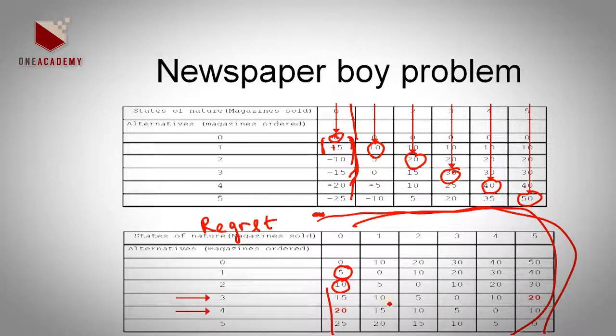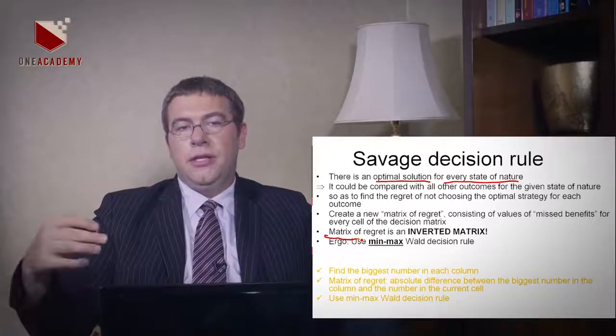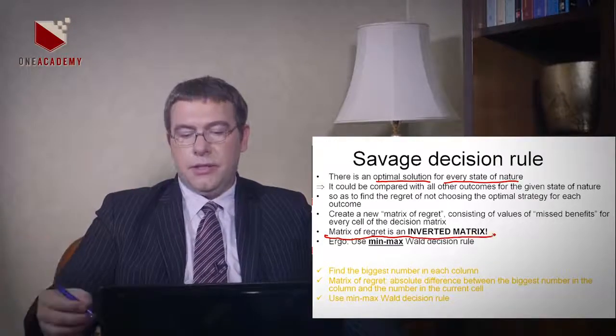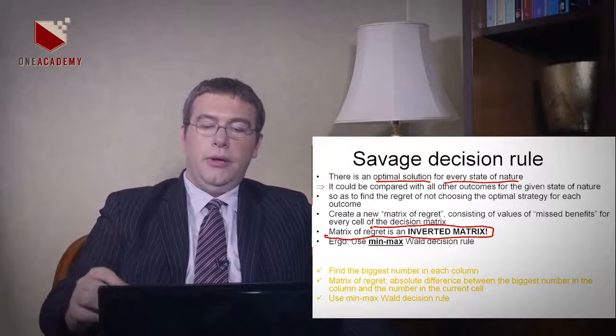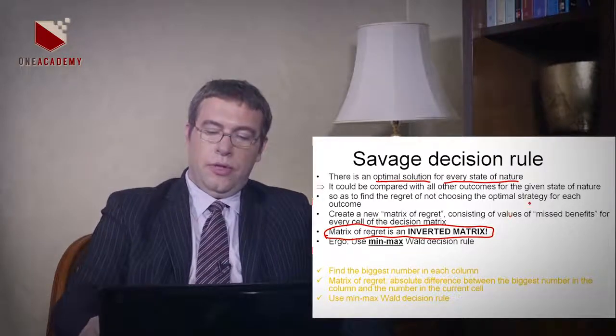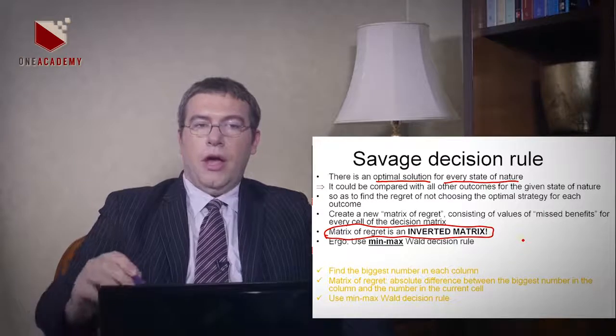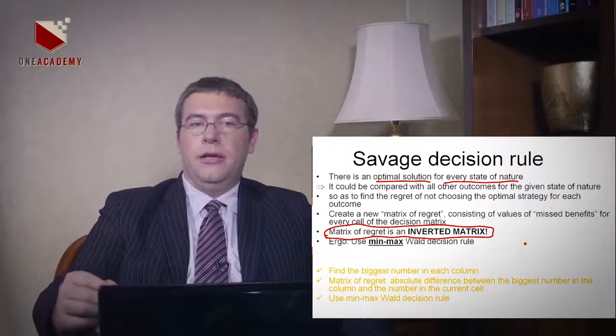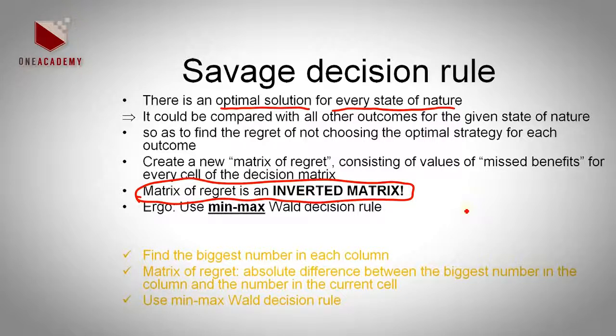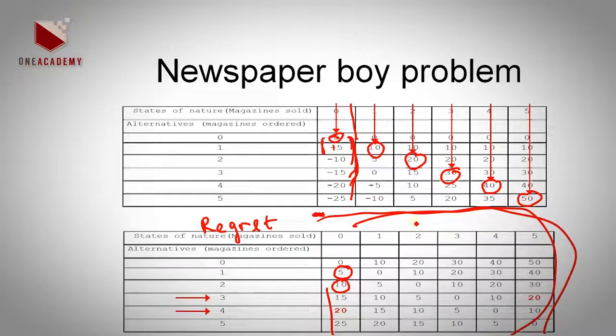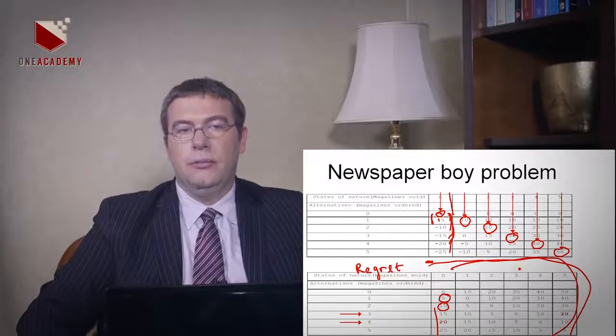Second of all, we have an inverted matrix. Since the higher the number, the worse off the decision maker is, there is always going to be an inverted matrix. So one important thing: no matter what the original decision matrix was, after we make the matrix of regret, we're always going to end up with an inverted matrix. The matrix of regret is always an inverted matrix. So this is the first stage: make the transition from one decision matrix to a matrix of regret.